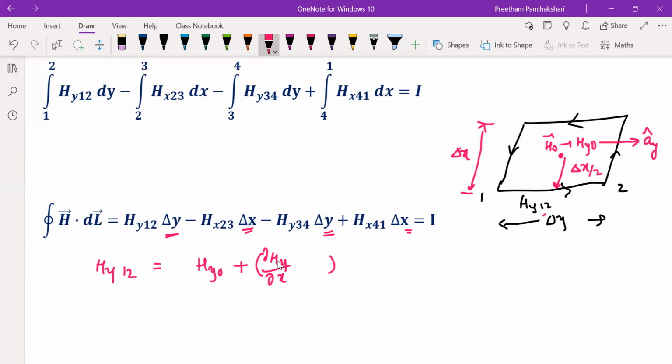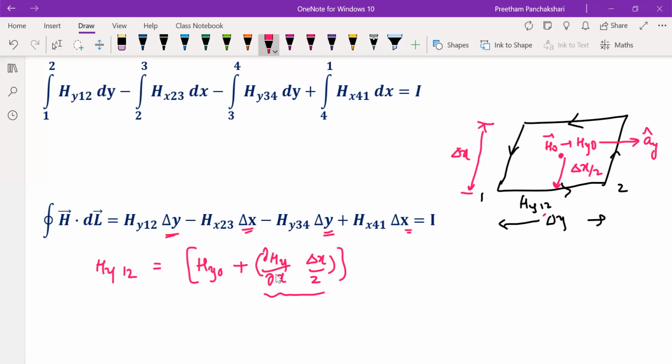So we want only the change in magnetic field, dou H. The change in distance we know: the change in distance from Hy0 to Hy12 is delta x by 2. That's why if you multiply this quantity by delta x by 2, the change in distance correspondingly cancels out, and you will get the total change in y. When this change is applied to Hy0, you will get Hy12. So in summary, the magnetic field y component, which was Hy0 at the midpoint, becomes Hy12 on side 12 while undergoing this much change.